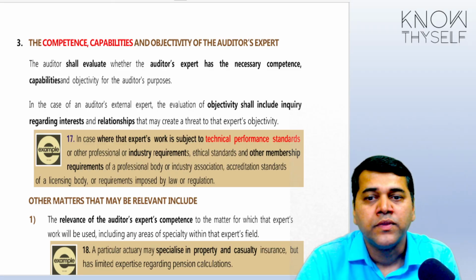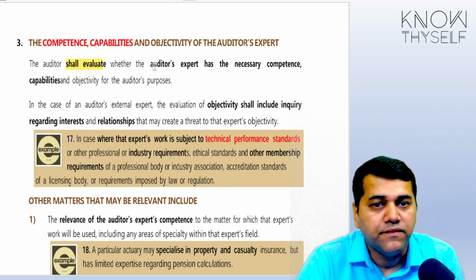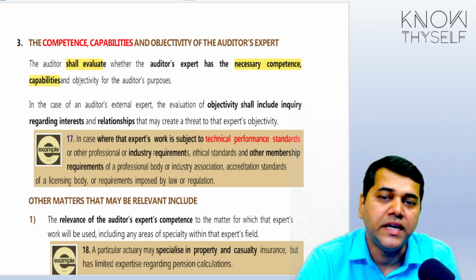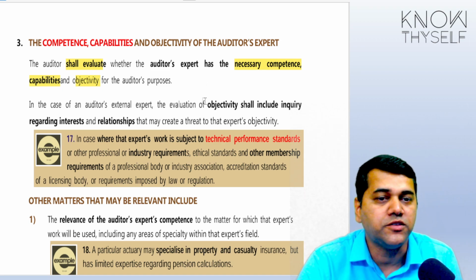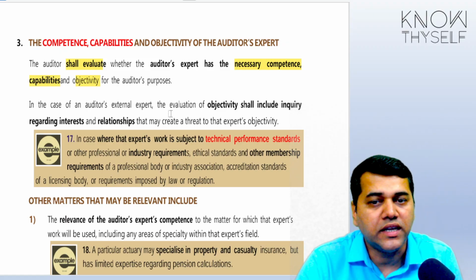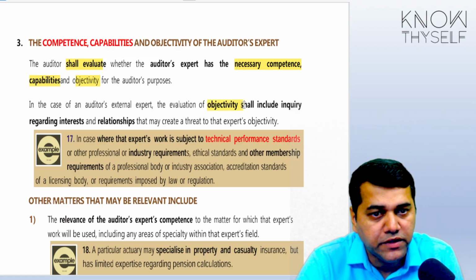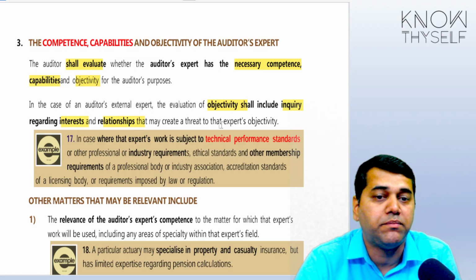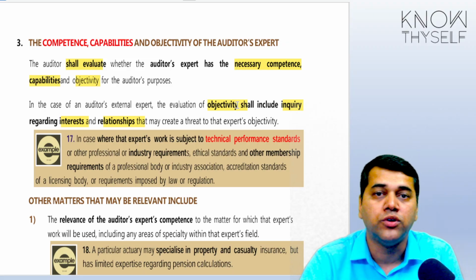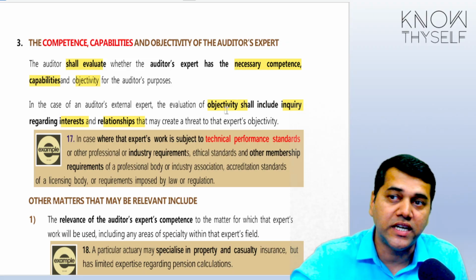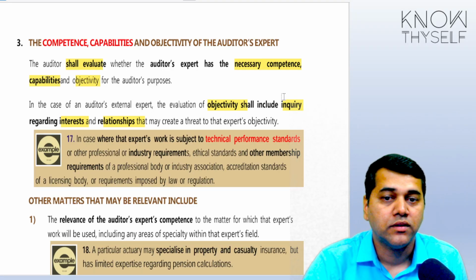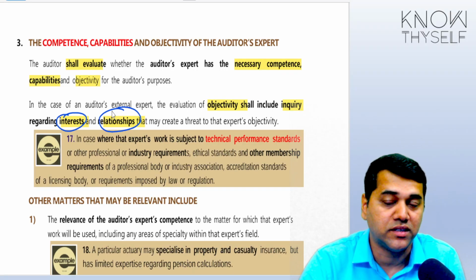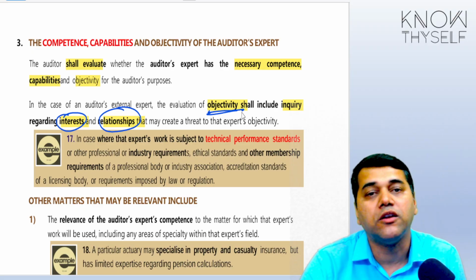Okay. So the third element, because at this point of time you have to figure out who should be that expert. The auditor shall evaluate whether the expert has necessary competency, capability, and objectivity for the auditor's purpose. So in the case of an auditor's expert, the evaluation of objectivity shall include inquiry regarding interests and relationships that can create a threat to objectivity. As I told you, if the auditor's expert is already connected to the client in some way, he may have some interest or relationship with the client. In such a case, objectivity will be lost.